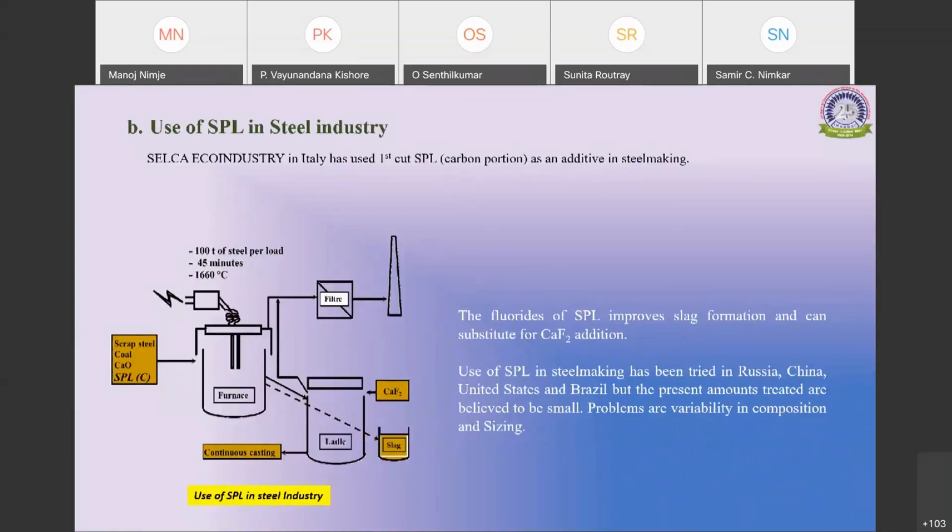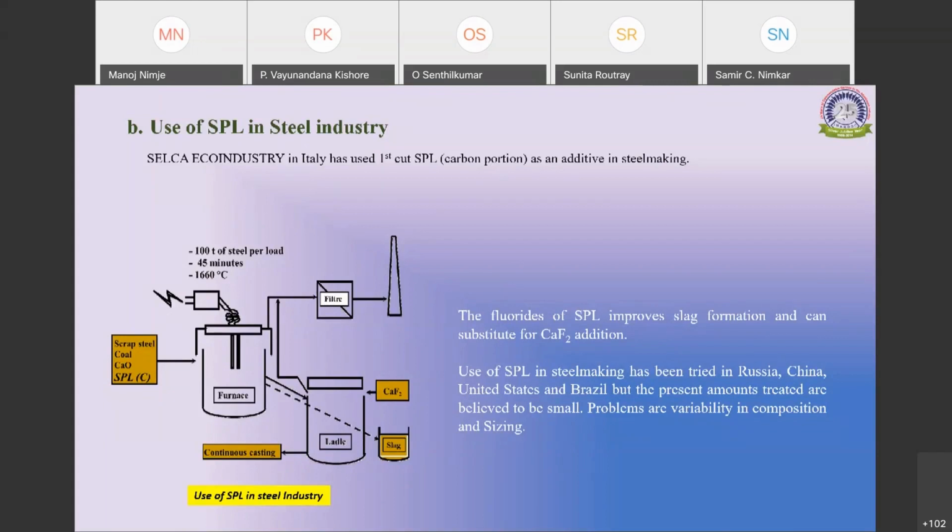Another method for disposal of SPL in other industries is the use of SPL in the steel industry. Selco Eco Industries in Italy has used first cut SPL as an additive in steel making. The flowsheet of the same is shown here. During the process, they added the steel scrap along with the coal, lime, and carbon portion of SPL, and they found that the fluoride present in the first cut SPL improved the slag formation in molten metal. Therefore, they decided to add SPL as a substitute for calcium fluoride addition.